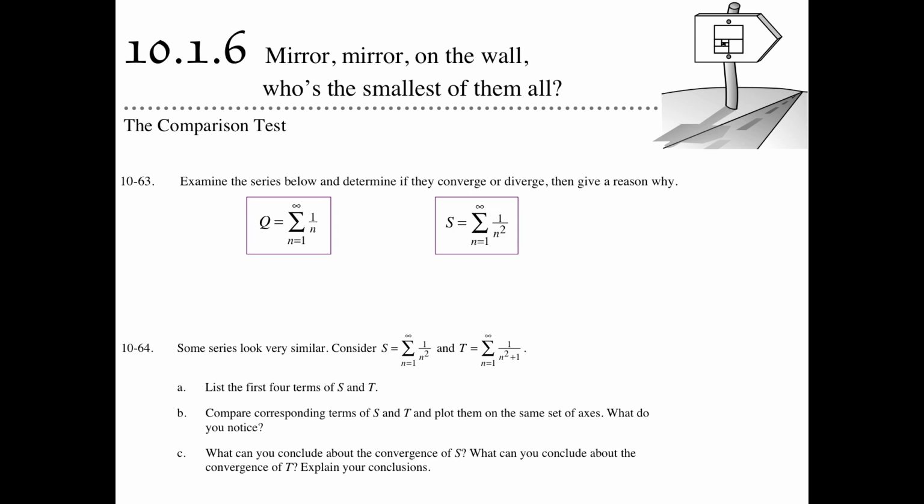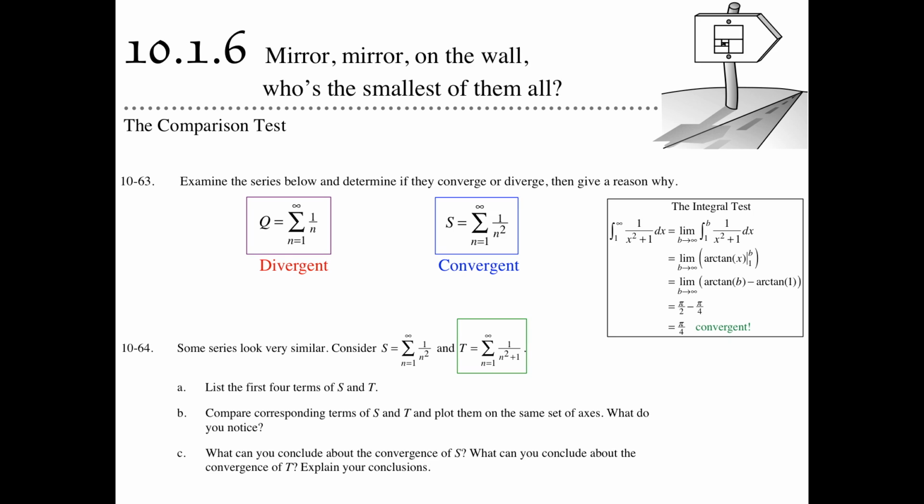Both of these series can be shown to diverge or to converge using either the integral test or the p-series test. Now in problem 10-64, attention turns to just series S and to a new series, series T, which looks a lot like series S. In fact, it looks so much like series S that it's tempting to claim that it must converge as well. Now, as an aside, the integral test could have been used to prove the convergence of series T, but the comparison test will be a whole lot easier.